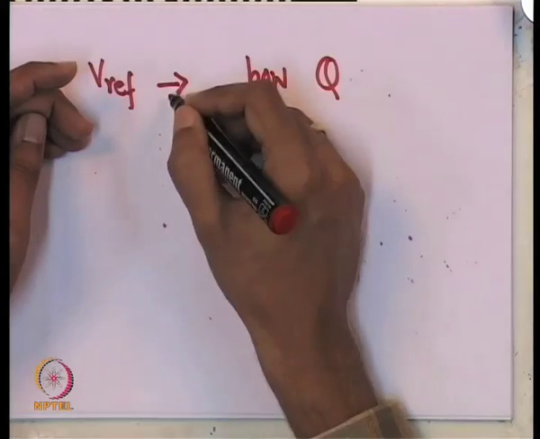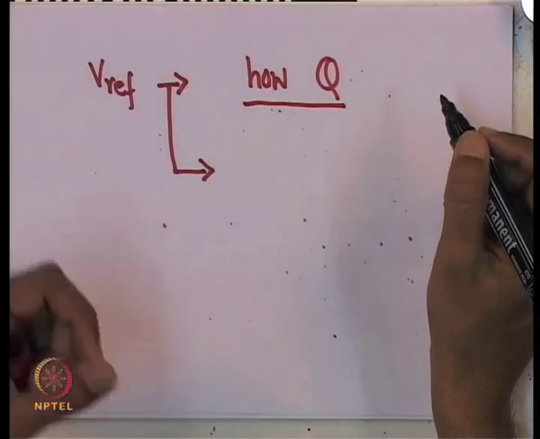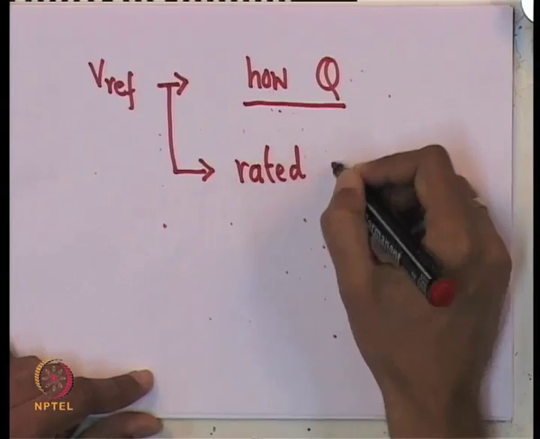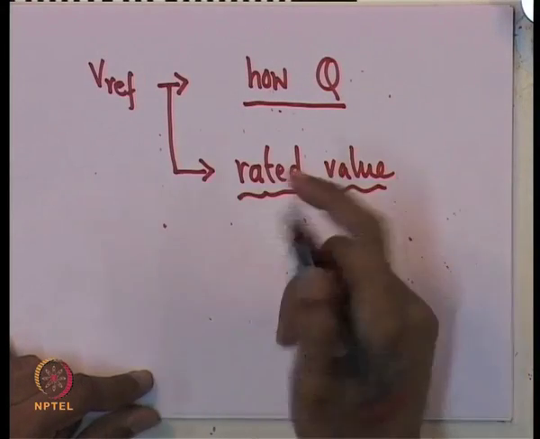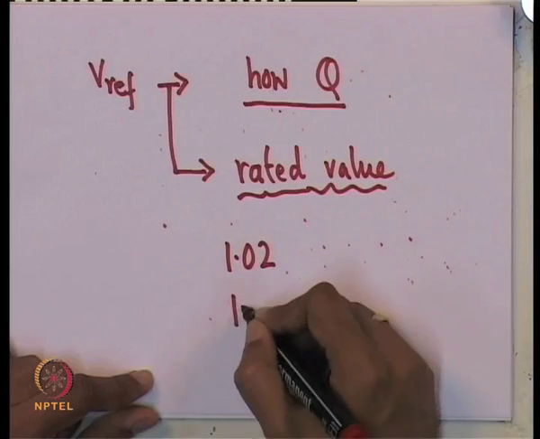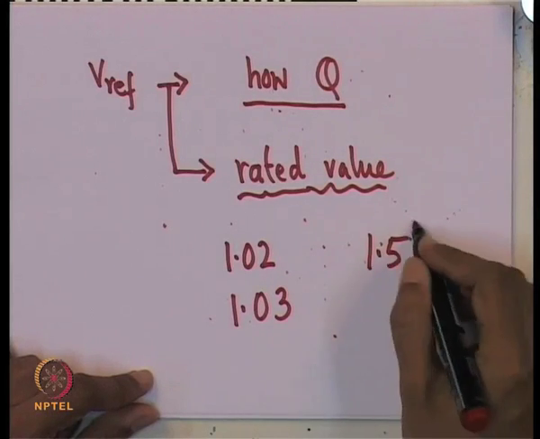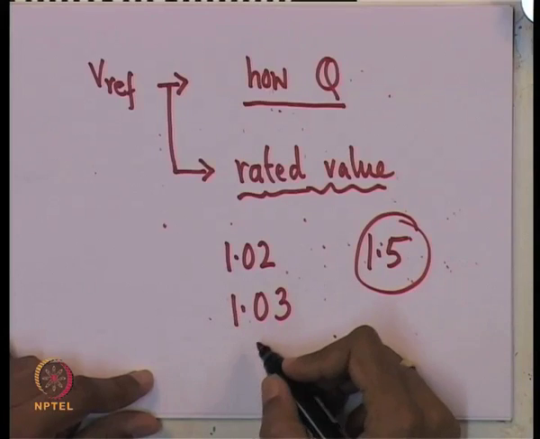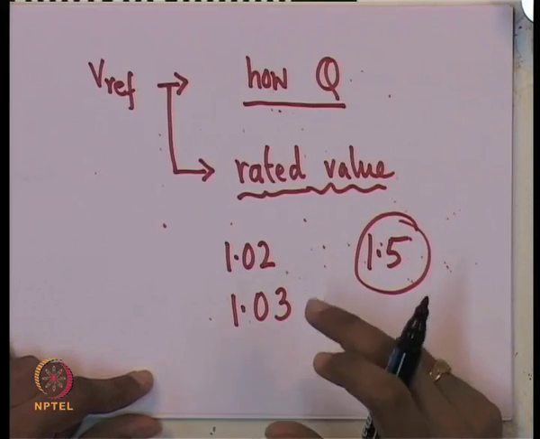So, VREF is determined by how much the reactive power output of the generator should be. A power plant operator could tweak around this VREF near about the rated value of the synchronous machine. So, we can expect VREF to be say 1.02 or 1.03, but please do not expect it to be 1.5 or so. That would really be much larger than the rated value, and that would tax the insulation of the synchronous machine windings. And moreover, the fluxes in the machine would become greater, the flux densities in the machine would exceed the saturation value in this case.